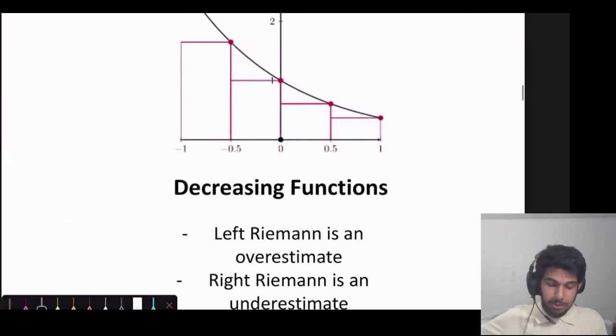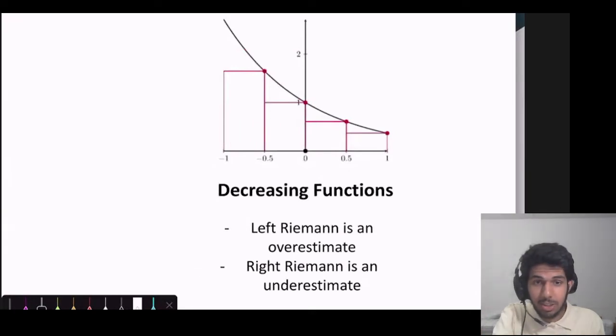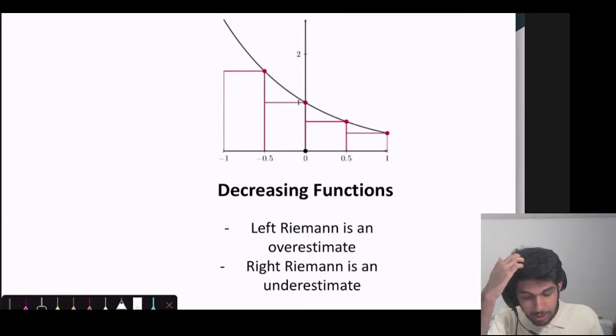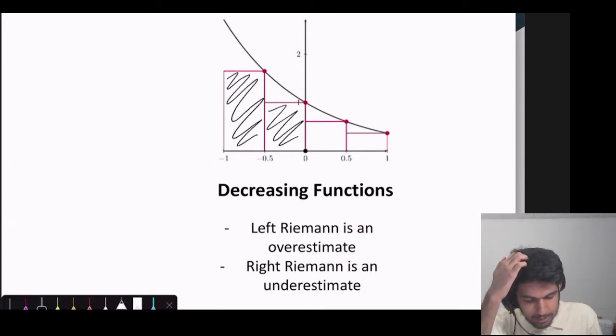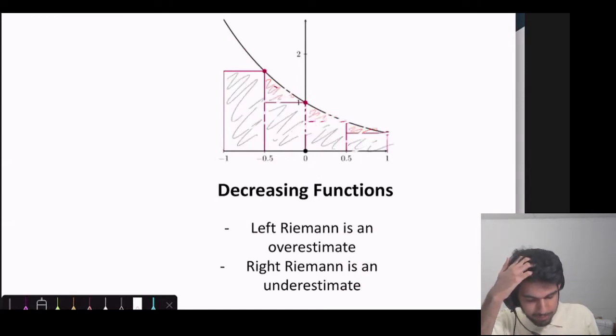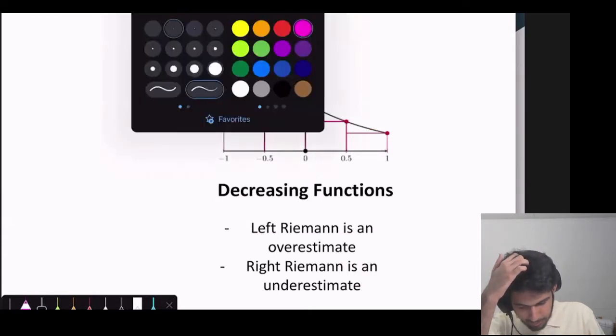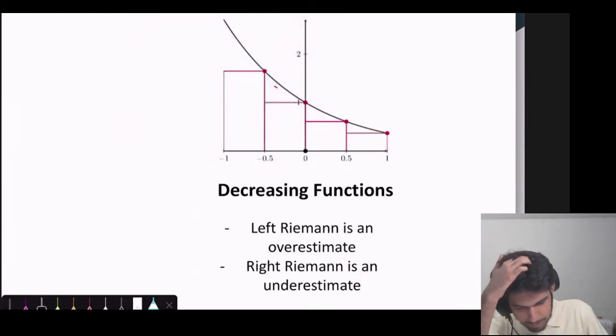What happens when the function is decreasing? Well, now a left Riemann is an overestimate and a right Riemann is an underestimate. So pictured is the right Riemann. If we take this area, that area, and that area, that's great, but we're missing out on this, and this. And I guess I'll draw what the left Riemann would look like. Let me just use a bigger brush.